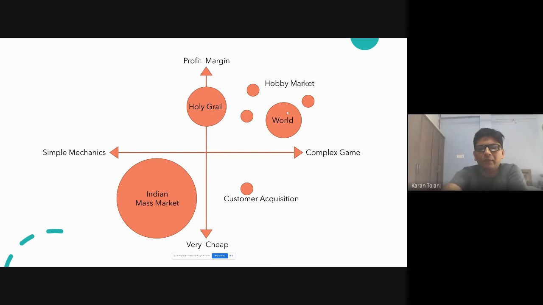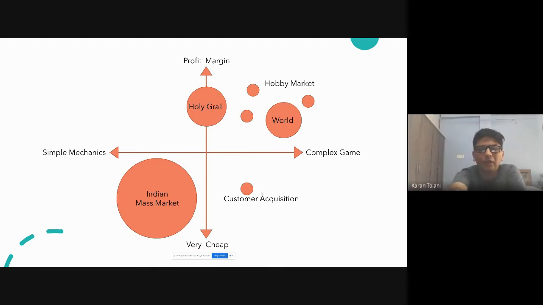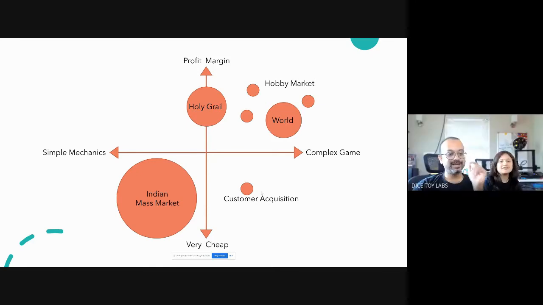So, as per you, Namma Bangalore comes into the lower right category. Correct. The lower right, customer acquisition part. So still not mass market. Do you think you have any product in the lower left category? We are working on that.